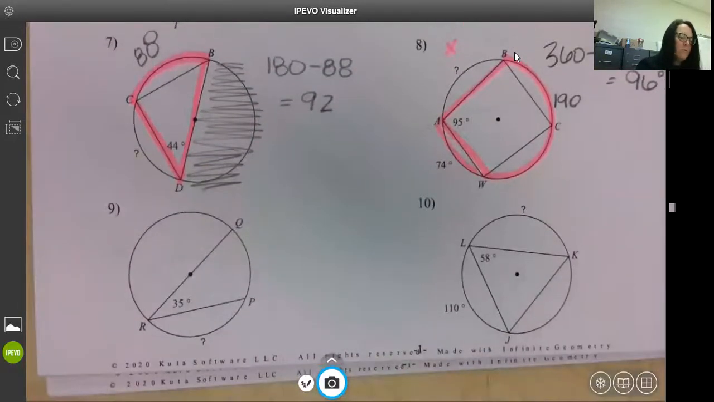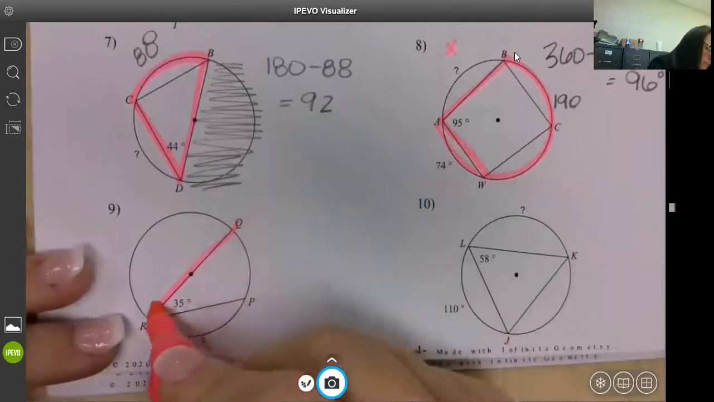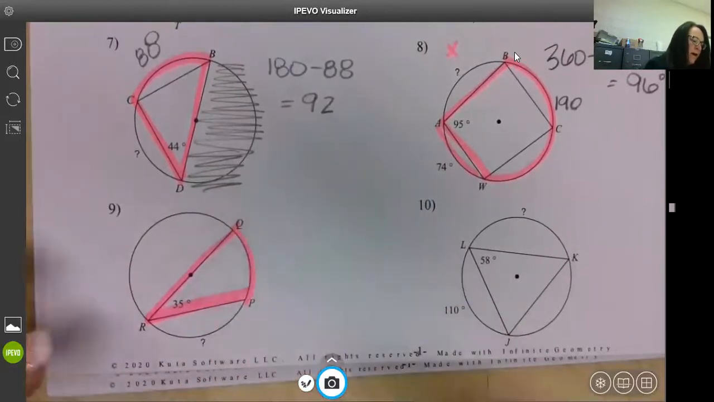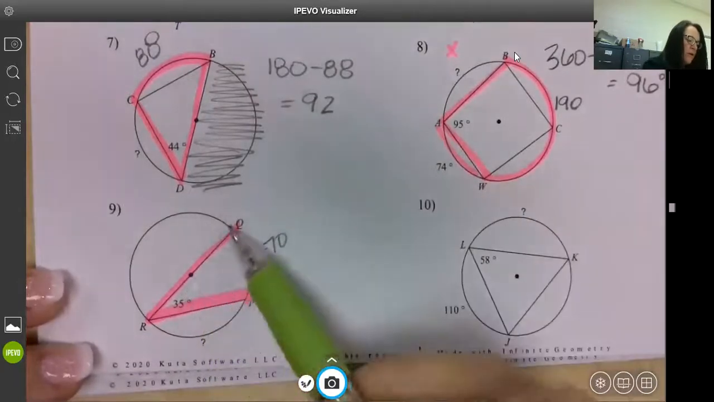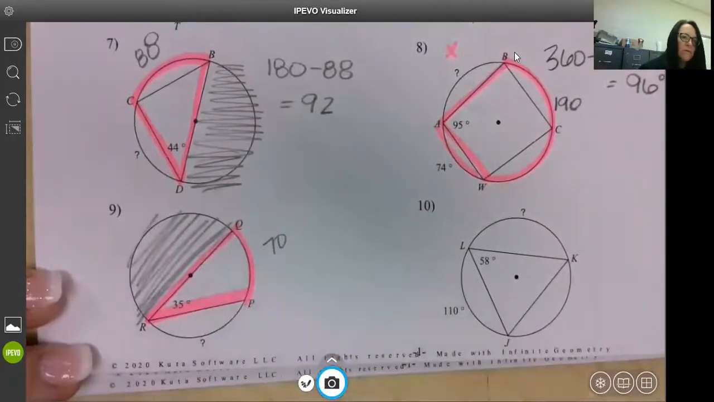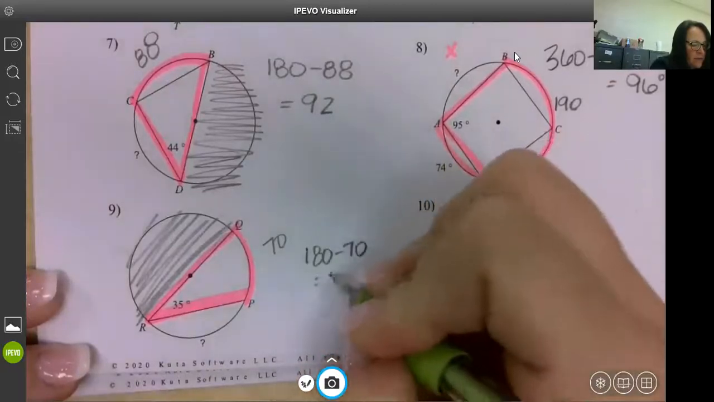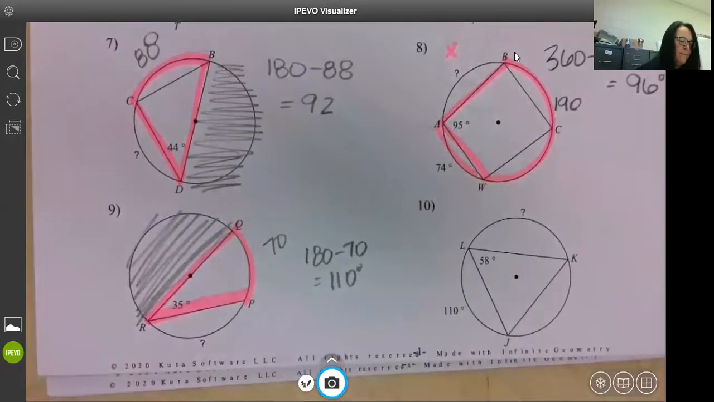So same thing on this one. We have this angle that gives you this arc. 35 times 2 is 70. If you look, we have a diameter, so we don't need this half of the circle. So all we need is 180 minus 70, which is 110.